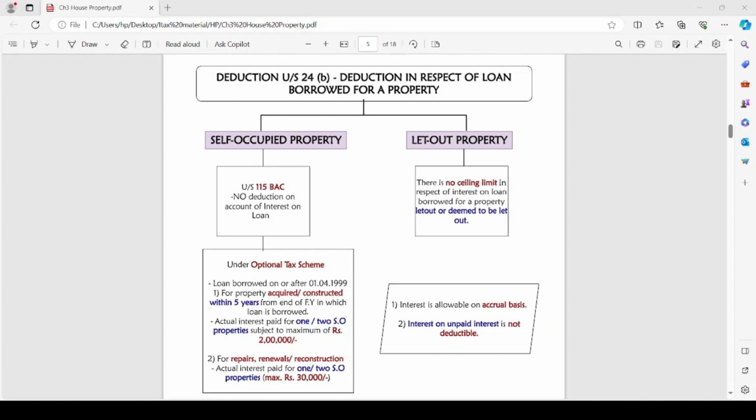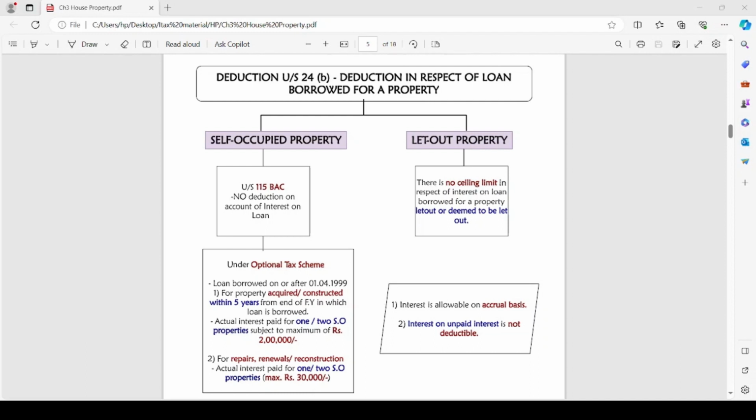Remember these 4 points. The first point is he should acquire or construct the property, that too within 5 years from the end of financial year in which loan has been borrowed. The third point is he can claim deduction in respect of two self-occupied properties. The fourth point is he can claim only maximum up to rupees 2 lakh only.